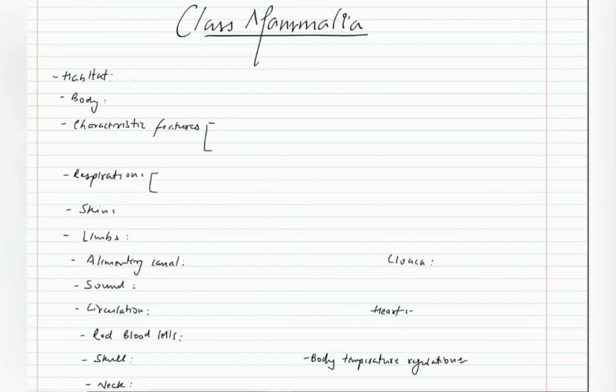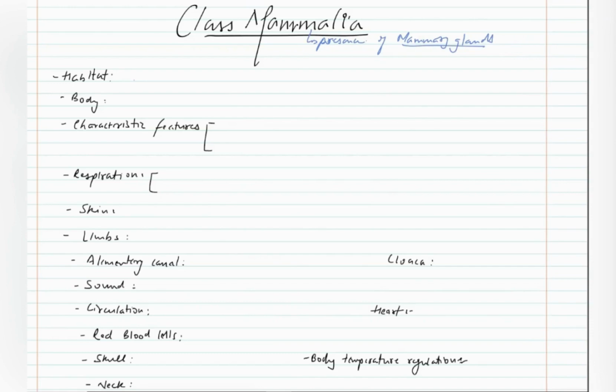In the previous video, we had discussed about class Aves. In this video, we are going to discuss about class Mammalia. The word mammal comes from the presence of mammary glands, which help in nourishment of young ones.